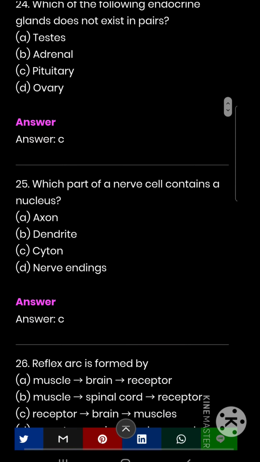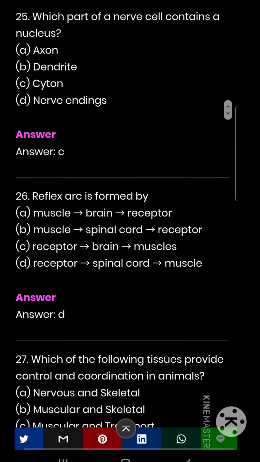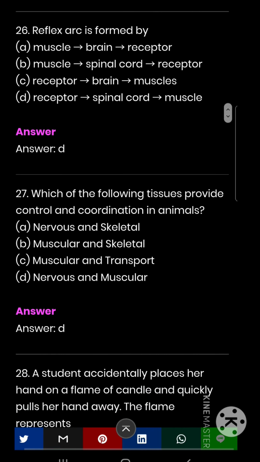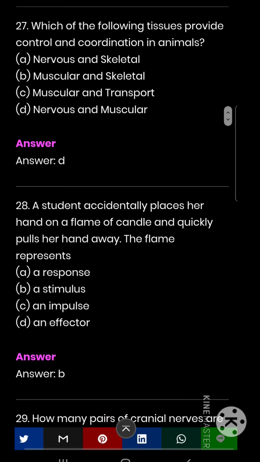Which of the following endocrine glands does not exist in pairs? It is pituitary gland. Which part of a nerve cell contains a nucleus? It is the cyton. Reflex arc is formed by receptor, spinal cord and muscle. Which of the following tissues provides control and coordination in animals? It is nervous and muscular.